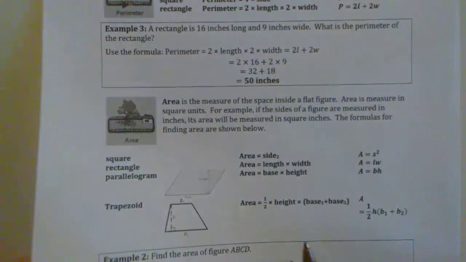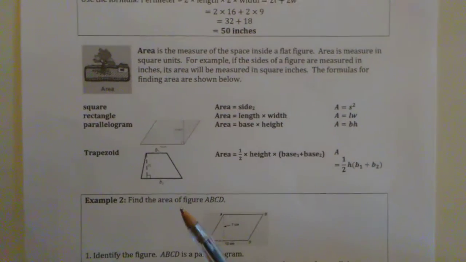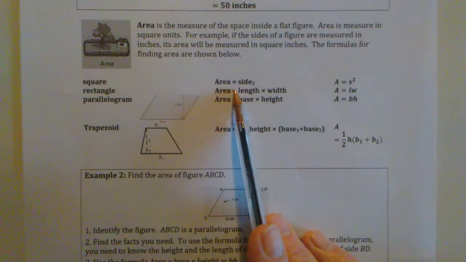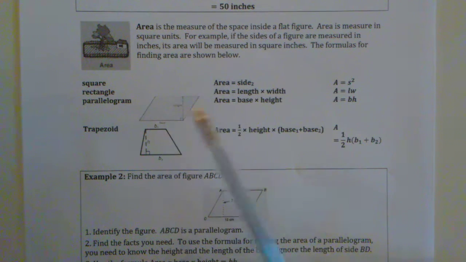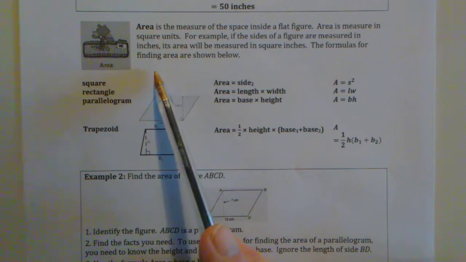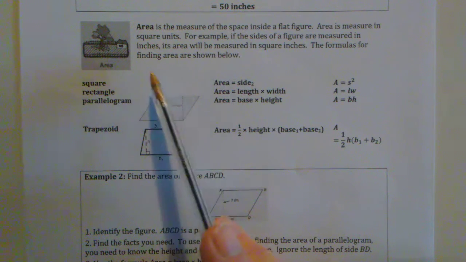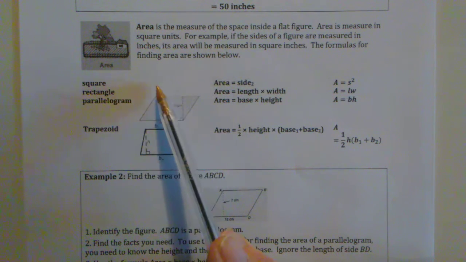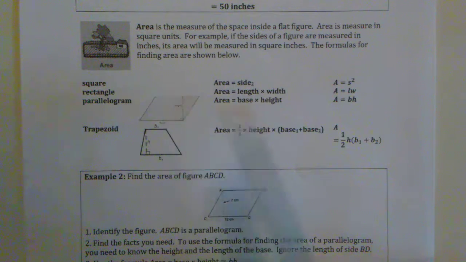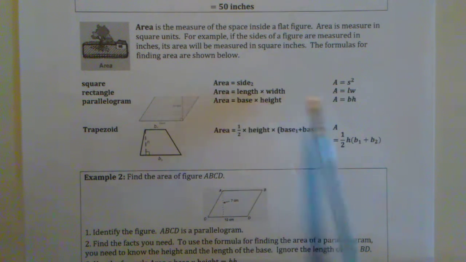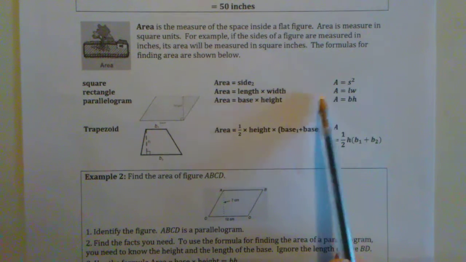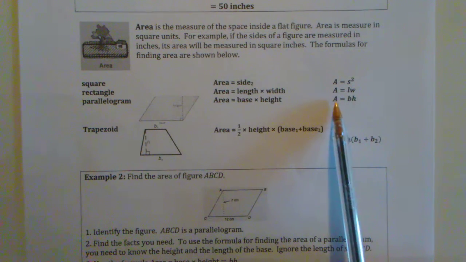Okay, and they give the area for some quadrilaterals here. They have the area of a square is the side squared. But remember, to figure out the area of a shape, it's basically the length times the width of a square and a rectangle. In a square, the length and the width are the same, so we say S squared. In a rectangle, it's the length times the width.